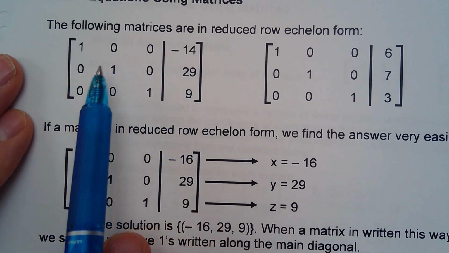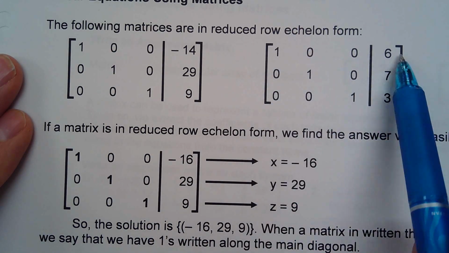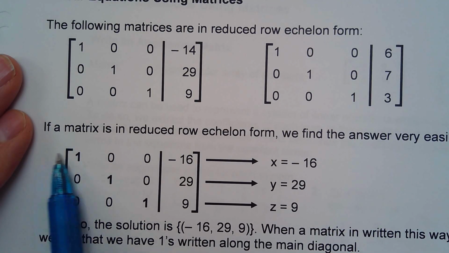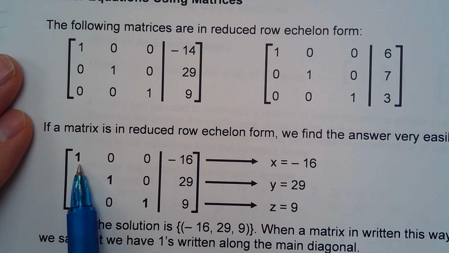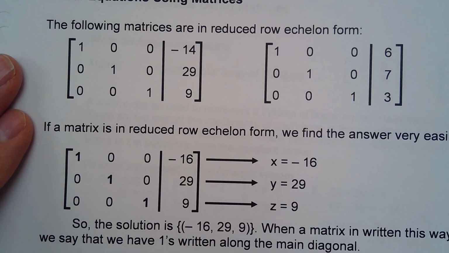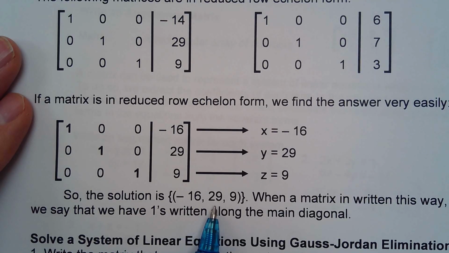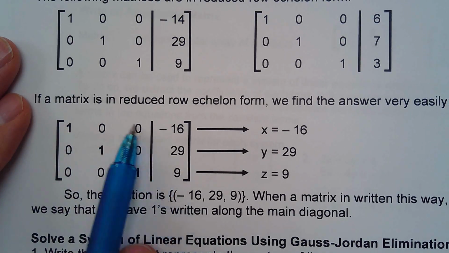X would be negative 14, Y would be 29, Z would be 9. X would be 6, Y would be 7, Z would be 3. A matrix in reduced row echelon form, we can find the answer very easily just by reading it off. So the solution set is negative 16, 29, 9. When a matrix is written this way, we say that we have ones written along the main diagonal. This is referred to as the main diagonal.